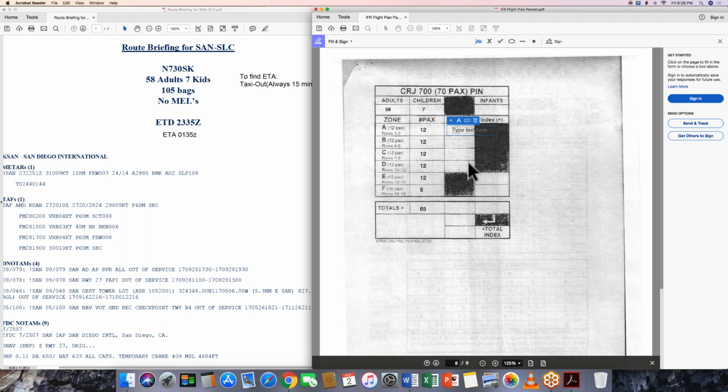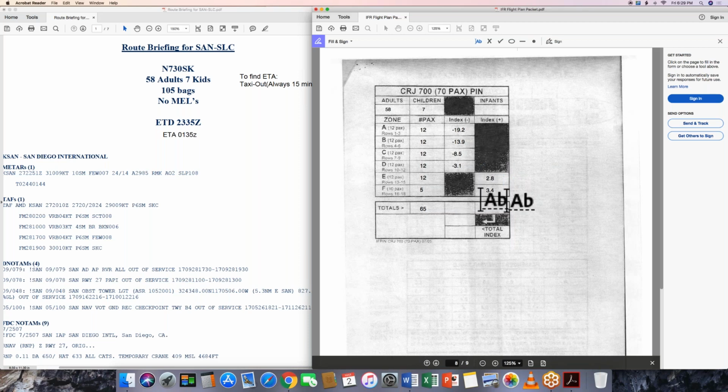Zone A, negative 19.2. Zone B, negative 13.9. Zone C, negative 8.5. D, negative 3.1. E, 2.8. And F, 3.4. Okay.